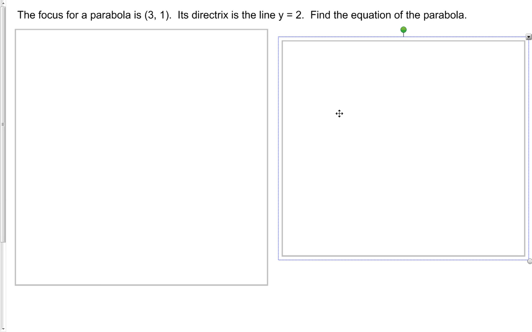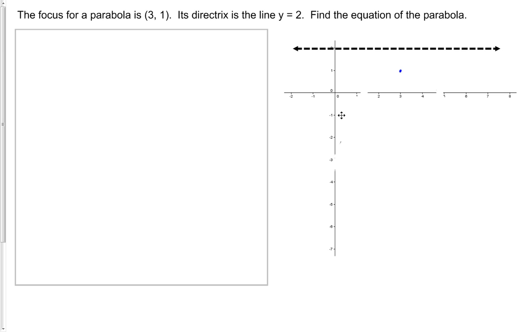Technically, we don't need a graph to do this, but I find it's helpful to sketch a quick graph to let you know what I'm working with. So in this case, I plotted the line y equals 2, and I plotted the focus point, 3 over, 1 up. Since the vertex is always halfway between the focus and the directrix, I know that my vertex is going to be somewhere around here. So that's a good place to start.